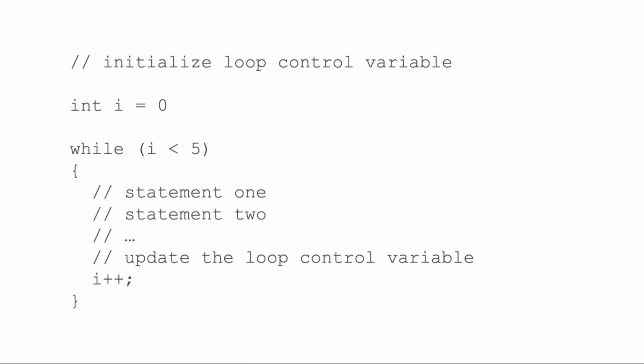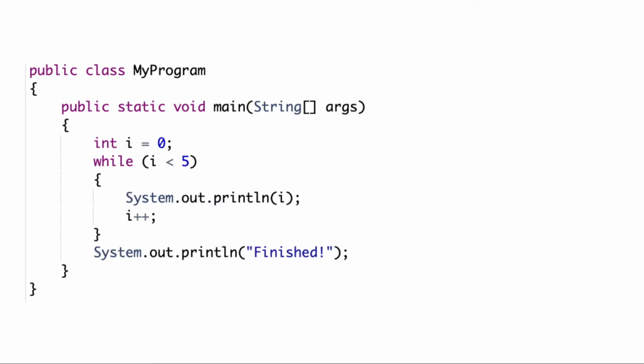In most while loops, you'll have a loop control variable. This variable can be found within the Boolean expression to control the flow of the loop. You initialize the loop control variable outside the while loop. Before exiting the loop, you need to update the loop control variable. Here's an example. What do you think is the output of this program?